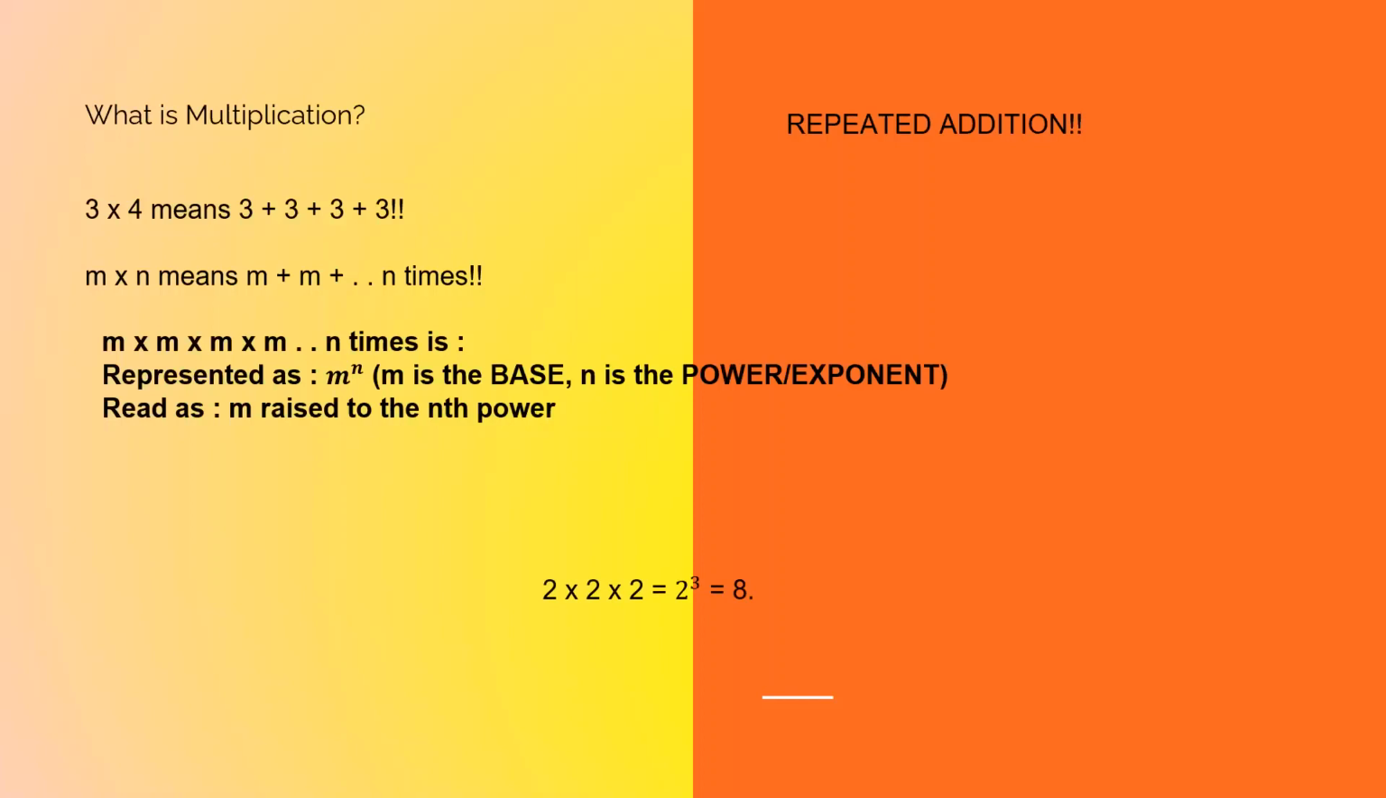So, for example, 2 into 2 into 2 will be said as 2 cubed. There are special names: when a number is raised to the third power, it will be cubed, and when it's the second power, we'll say it will be squared. And similarly, 7 into 7 is 7 squared, which will be 49.